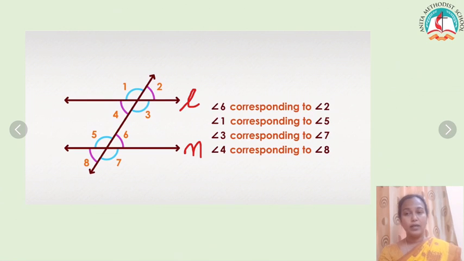In the same way, what other angles are formed in the same way? Yes, 1 and 5 are the corresponding angles. In the same way, 7 and 3, and 8 and 4. Have you understood how to find your corresponding angles? Now we will continue with an example and learn it more clearly.